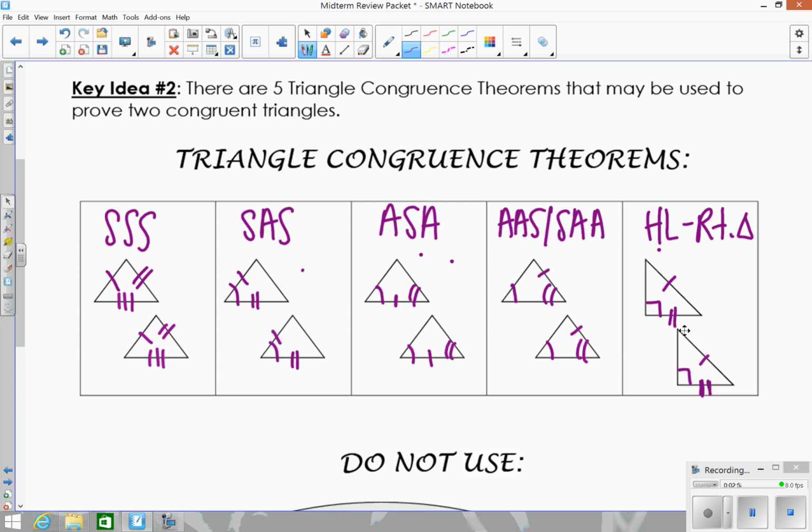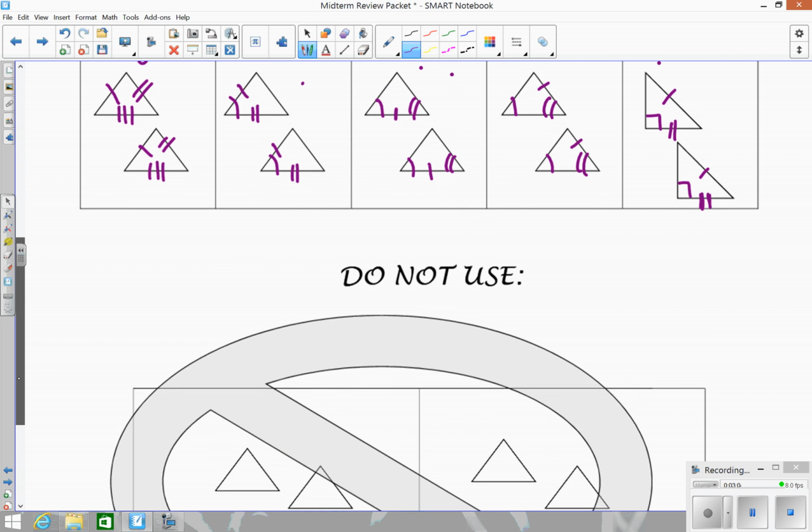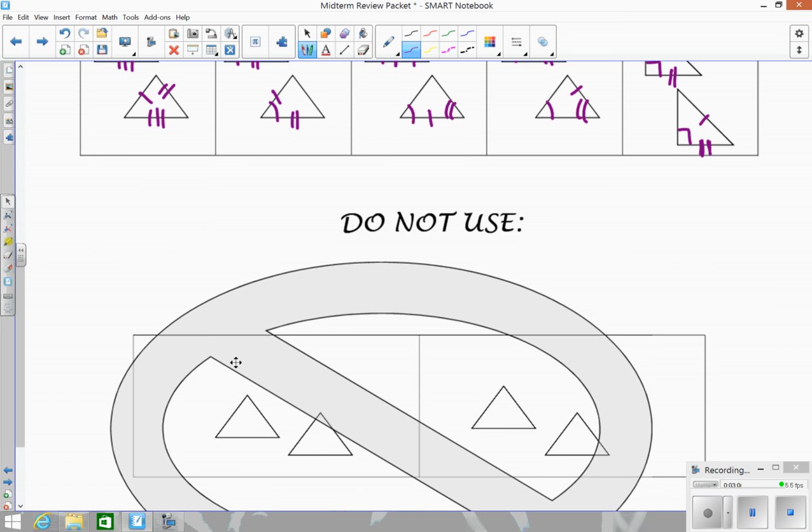And the 2 shortcuts that we found that do not prove congruent figures are AAA, or angle, angle, angle. If we have 3 sets of corresponding angles that are congruent, this does not prove congruent triangles. They may be congruent, but it does not force them to be congruent. They could be different sizes. They could actually be what we call similar figures. One could be bigger than the other. They have the same shape, but the sizes are going to be different.